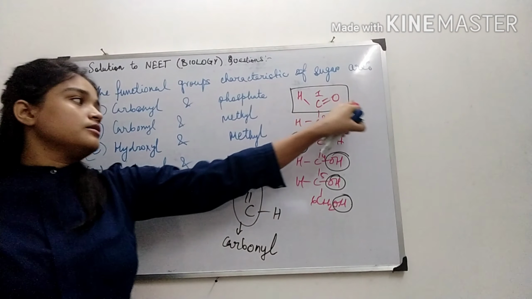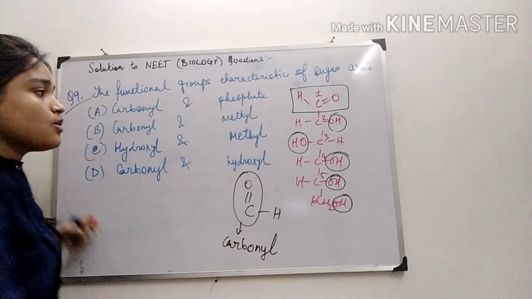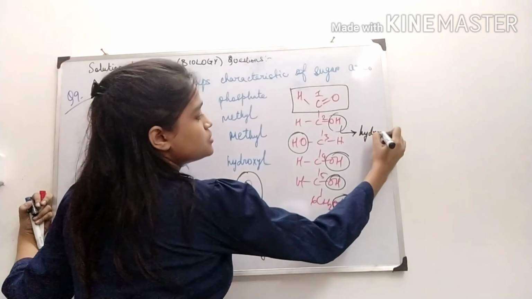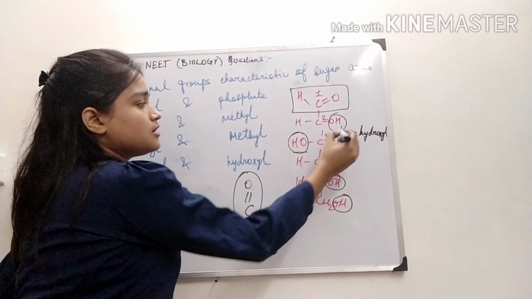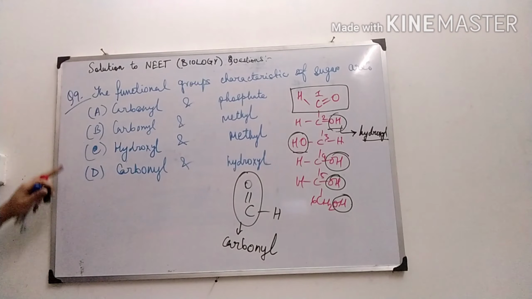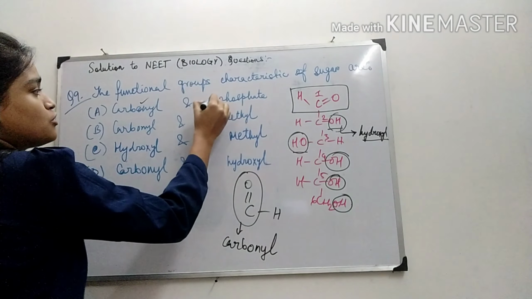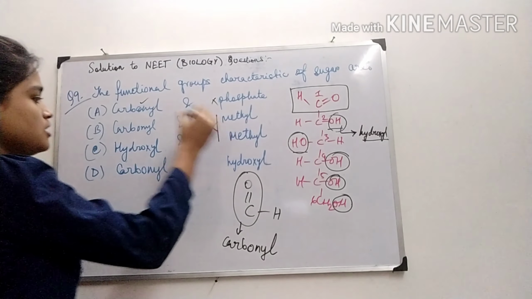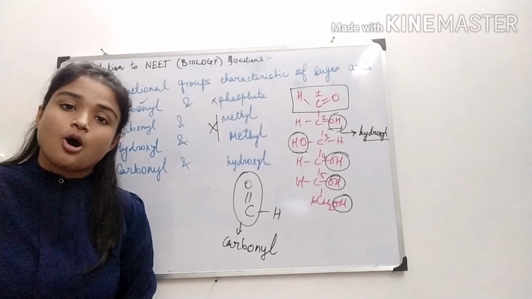And when an alcohol group is present, we call this OH to be hydroxyl. So in the presence of this aldehyde group, the alcohol group is named hydroxyl. So out of these options, carbonyl phosphate, no. Carbonyl is present, not phosphate. Carbonyl methyl, no. So these two are wrong. Carbonyl and hydroxyl, so D is our correct option.